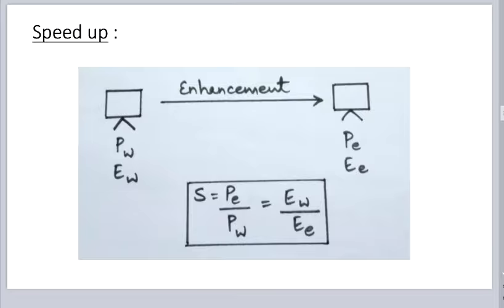Now speedup. If we have a system and we have made some enhancement on it, let PWE be the performance and execution time of the system without enhancement, and PE be the execution time and performance of the system after enhancement. So speedup is defined as performance of the system with enhancement upon performance of the system without enhancement. Since performance is inversely proportional to execution time, we can say this speedup is also equal to execution time of the system without enhancement upon execution time of the system with enhancement.